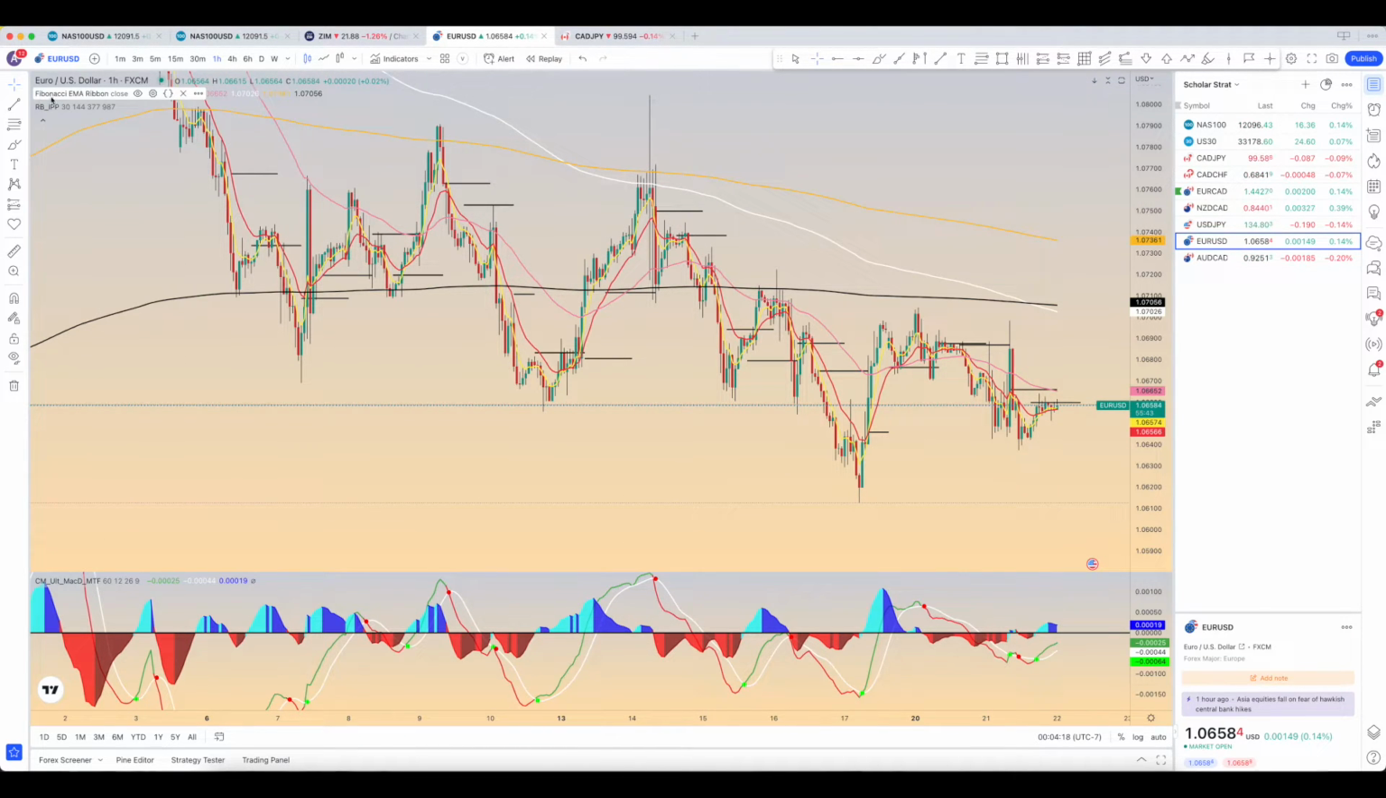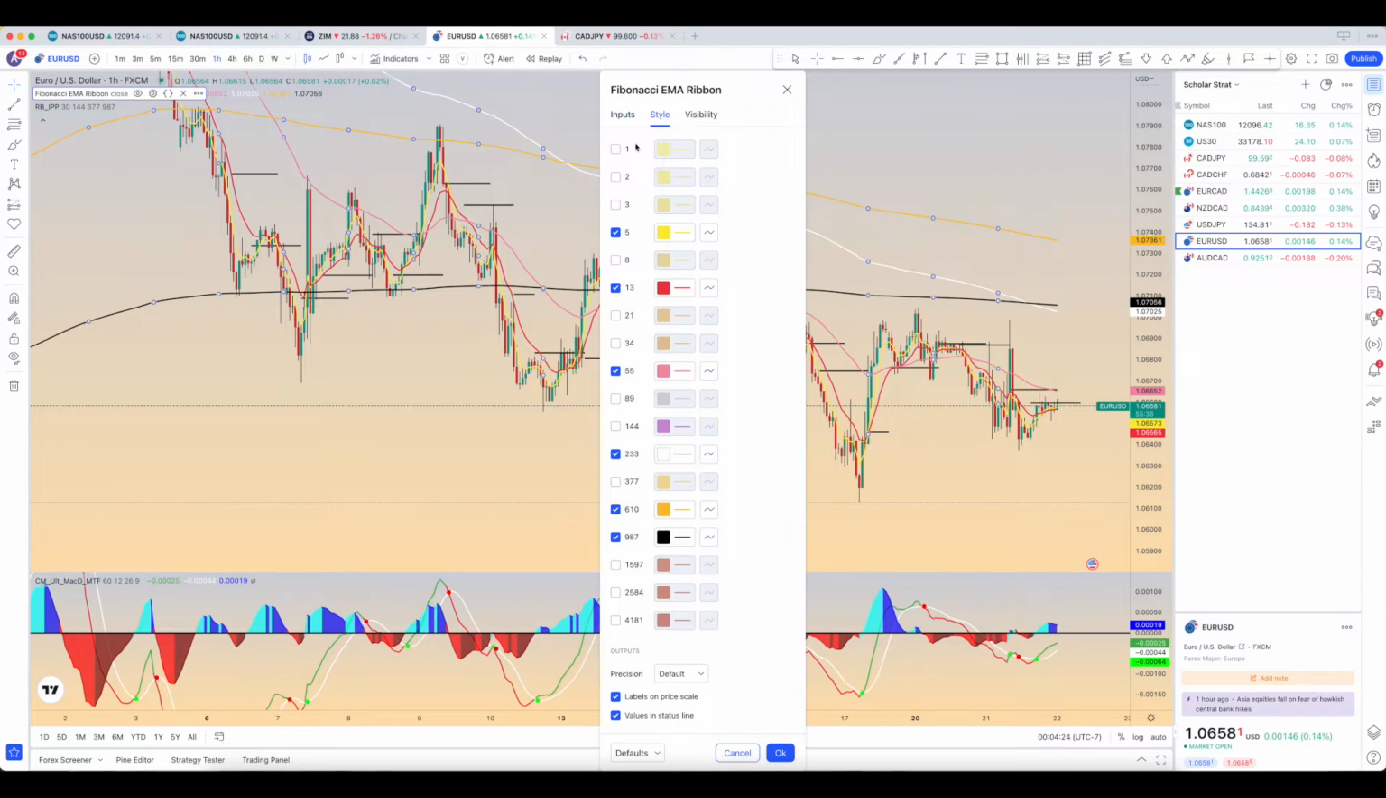The first one is the Fibonacci EMA ribbon. So if we jump into the settings, you'll see that in the style, all of these numbers are readily available. So I clicked 5, 13, 55, 233, 610, 987. All right, whatever colors you want to assign, that's up to you. This is just my personal preference.